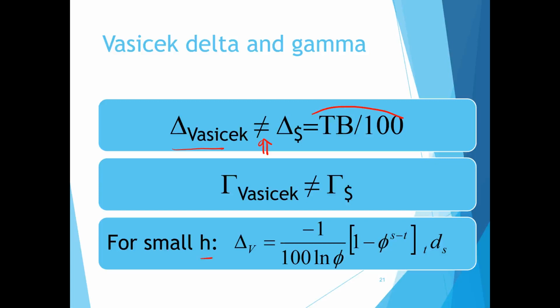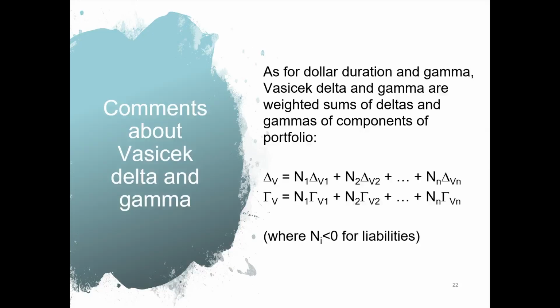Finally, for small h, when h tends to 0, delta Vasicek can be approximated with this formula that depends on the mean reversion parameter and the discount factors. This is what we did to compute delta and gamma Vasicek for portfolios. We added the quantities times the delta or the gamma Vasicek of the different components. Note that the N's can be negative.